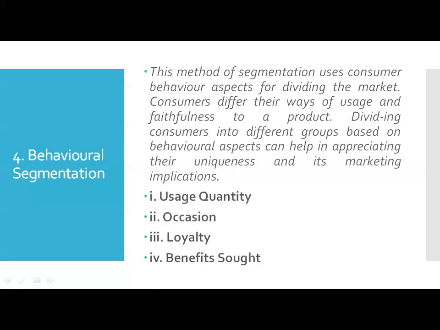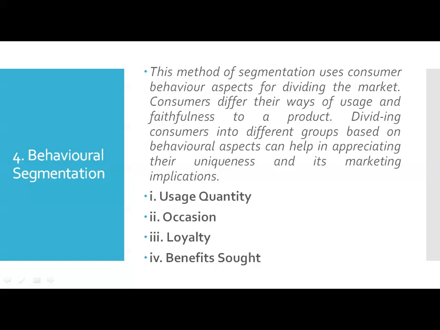Last is behavioral segmentation. This method of segmentation uses the consumer behavior aspect for dividing the market. Consumers differ in their way of usage and faithfulness towards a particular product. Dividing the consumer market into different groups based on the behavioral aspect helps in appreciating their uniqueness and its market implications. So there are various factors like usage quantity, occasions, loyalty, or benefit sought. We will see them one by one.